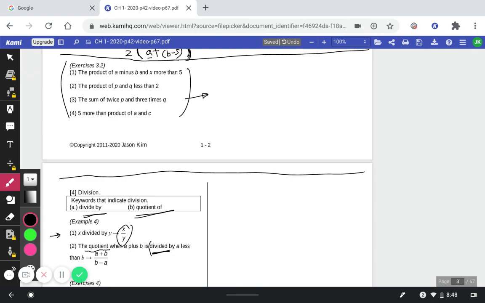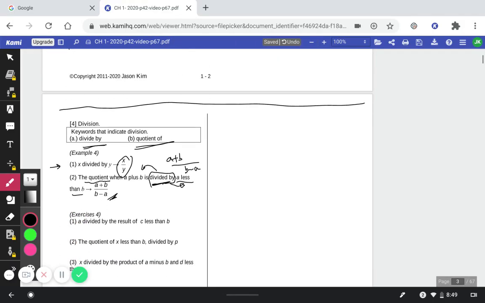So the expression that comes before "divided by" is a plus b, and the expression that comes after "divided by" is a lesser than b, which is b minus a, not a minus b. So your final answer becomes a plus b divided by b minus a.